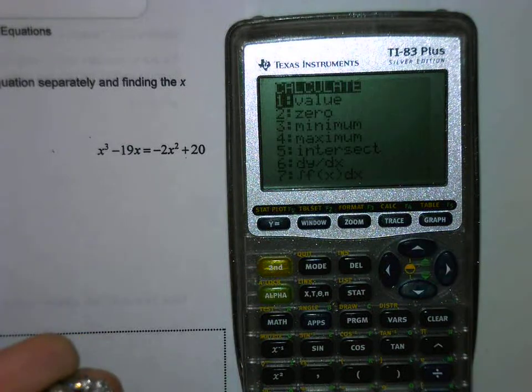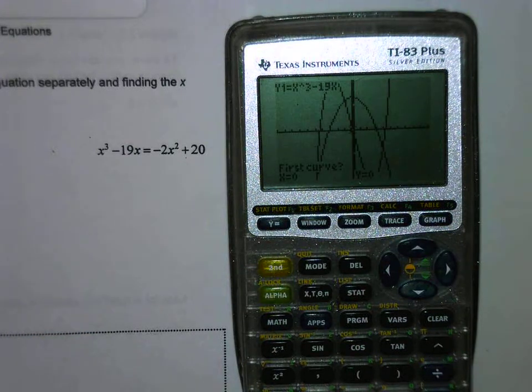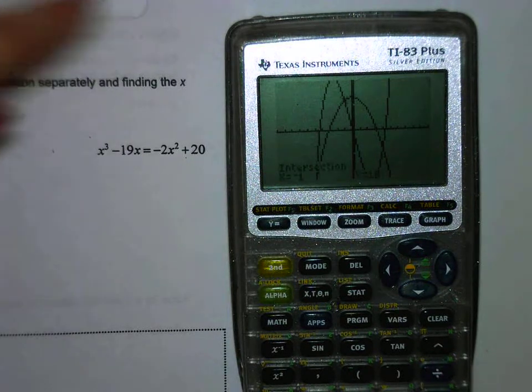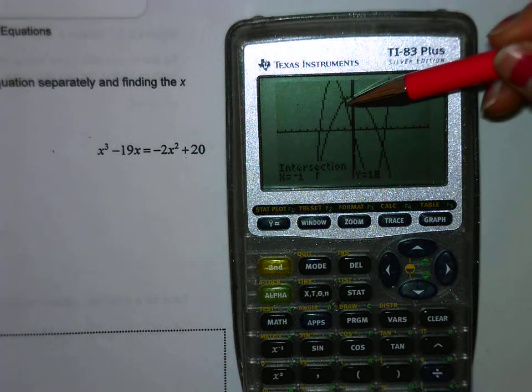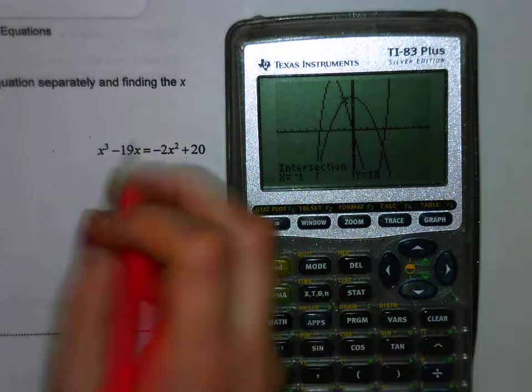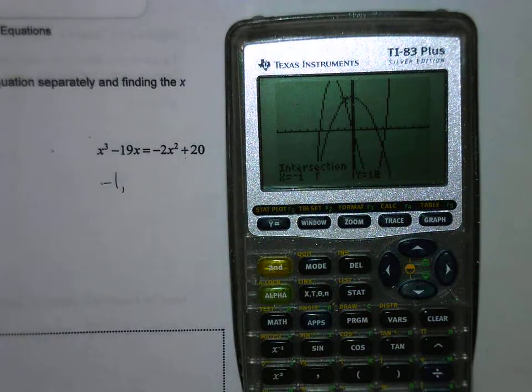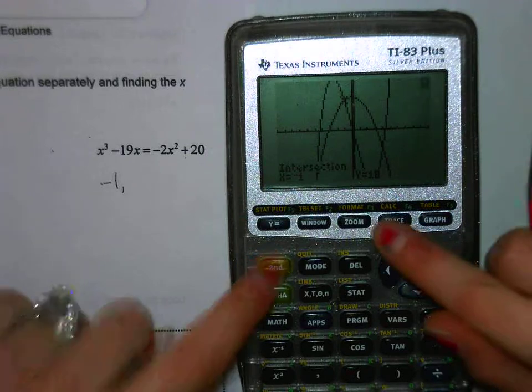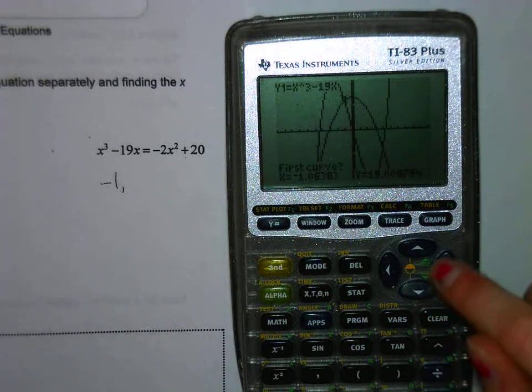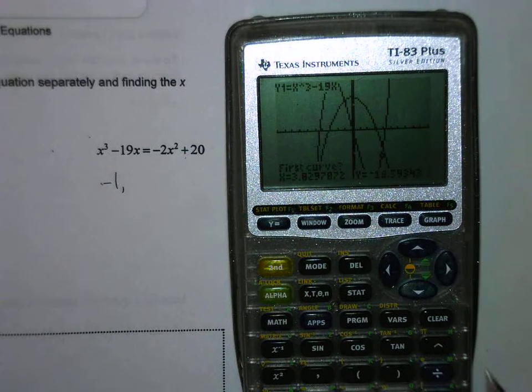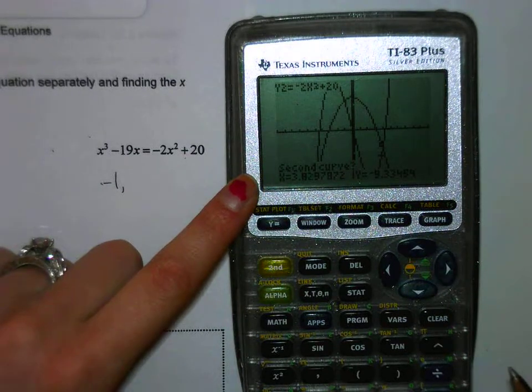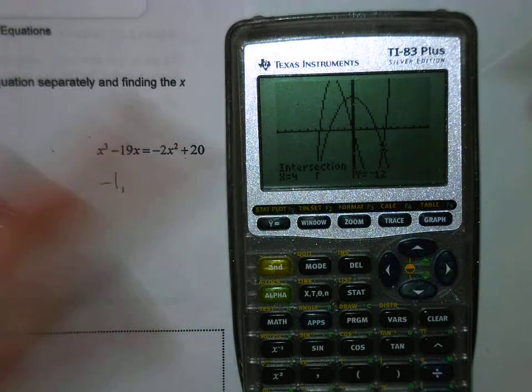Second, trace, number 5 for intersect. I'm on my first curve, move to my second, guess. Our first intersection right here is at -1 on the x-axis. Do it again, second, trace, number 5. Let's shift over closer to this side. Enter for the first curve. I'm on my second one, guess. This intersection is at 4.